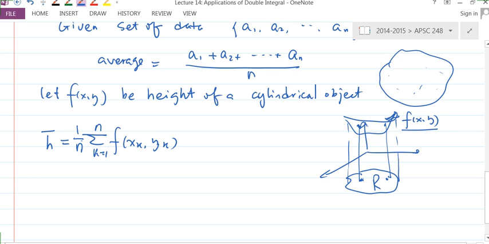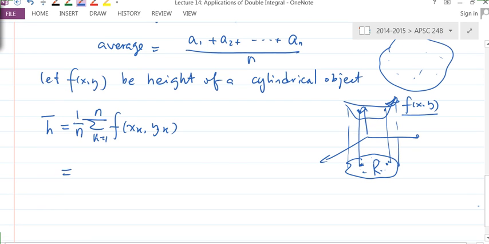That makes sense, right? Nothing tricky here. So there are n numbers. You pick a number of points, then you add all the heights up and divide by n, and you get the average. Okay, so now I'm going to manipulate this slightly.